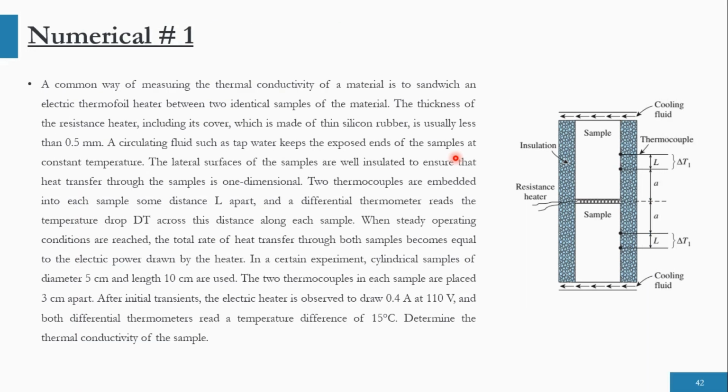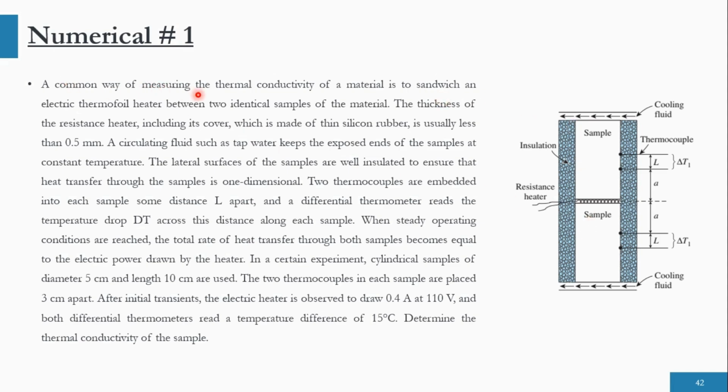So in numerical number 1, we have to calculate the thermal conductivity of a given material by an experiment. If you remember, previously we had seen how we can measure the thermal conductivity by insulating the sample for which we need to measure the thermal conductivity and then giving the heat through an electric heater or resistance heater. So this is the same example which we are solving here.